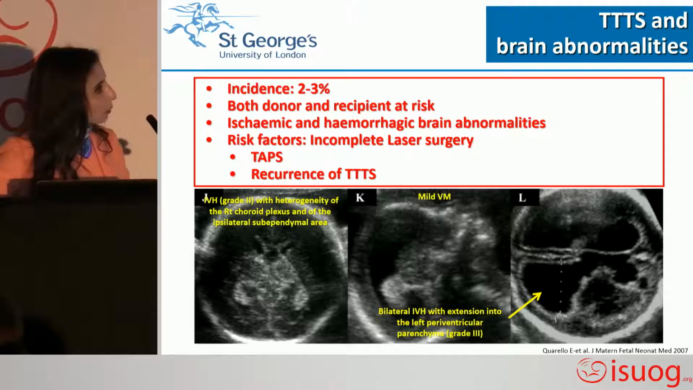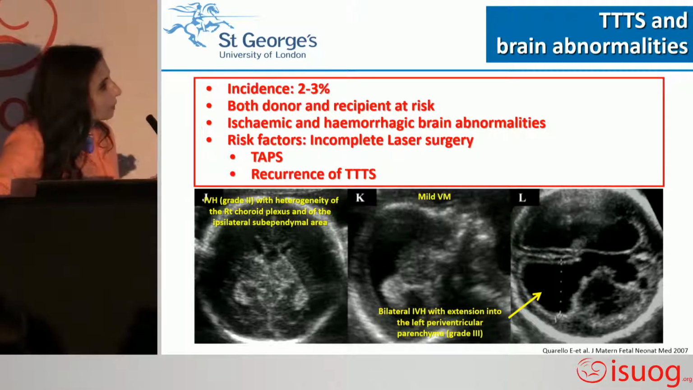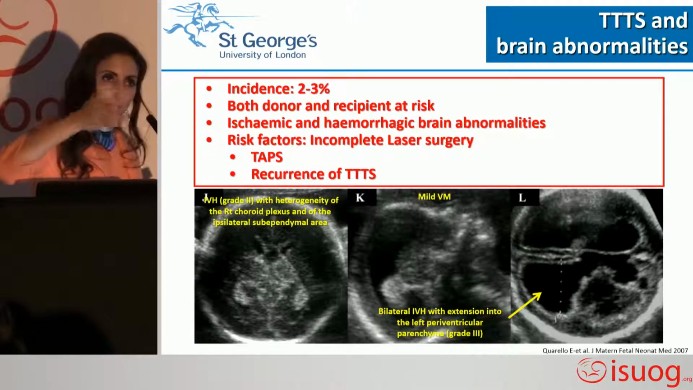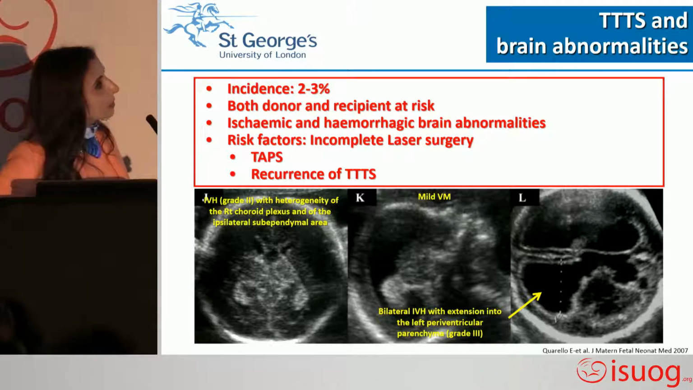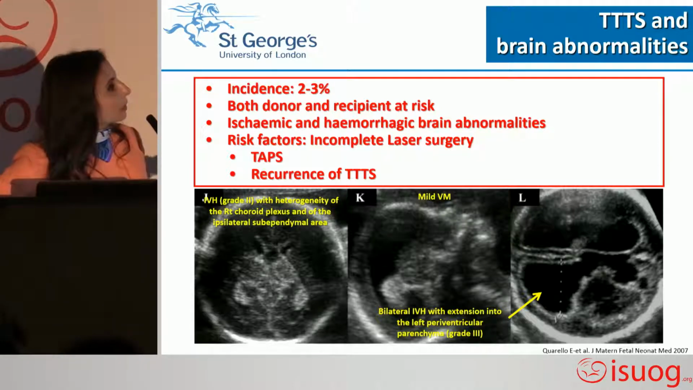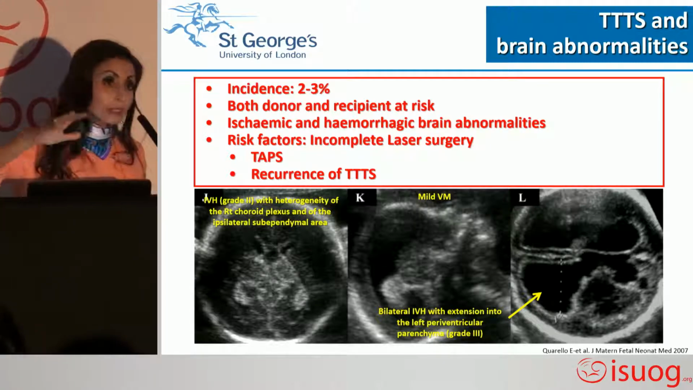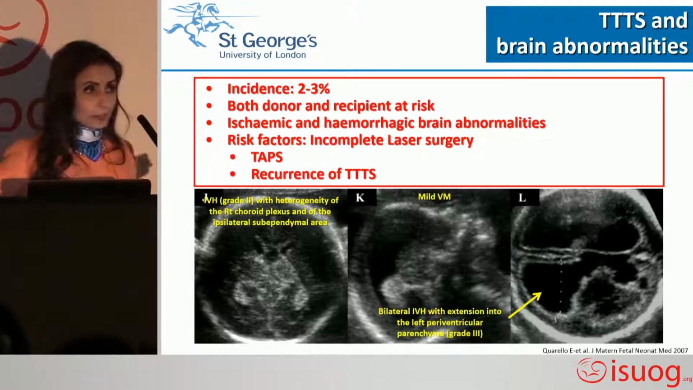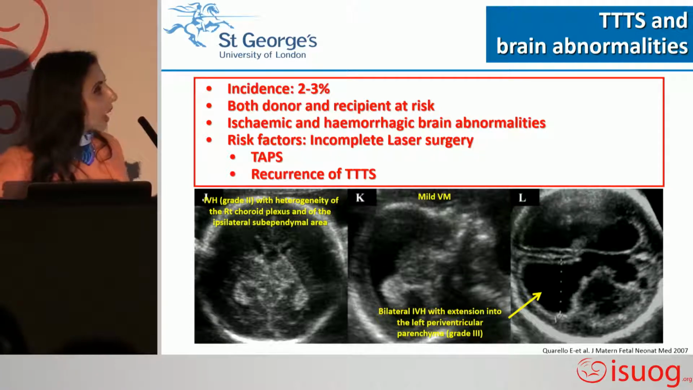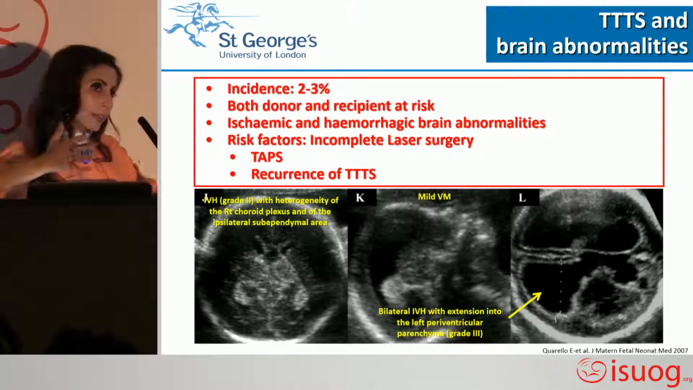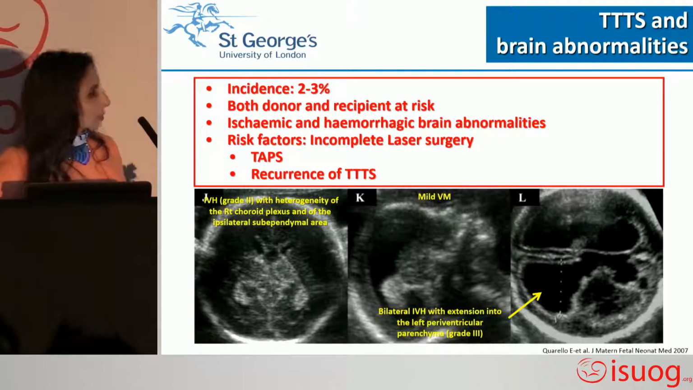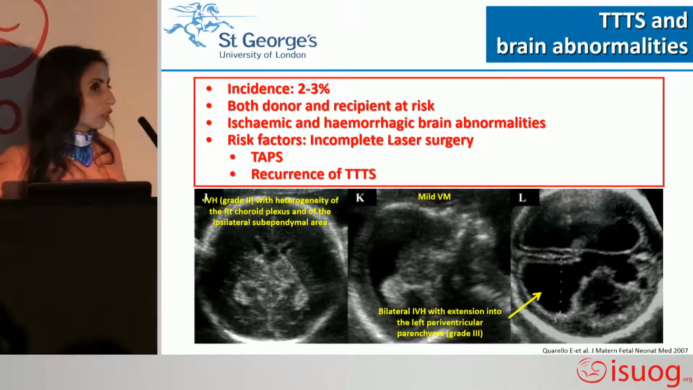So to summarize the brain abnormalities in TTTS, the more recent data from centers that do laser routinely for TTTS show an incidence of about 2 to 3%, consistent with what we found, about 3%. The risk is similar to the donor or the recipient, so both babies or either baby can be affected. The brain abnormalities can be either ischemic or hemorrhagic. The risk factors are definitely incomplete laser surgery, where you missed some of the anastomoses, post-laser TAPS, or recurrence of the TTTS.